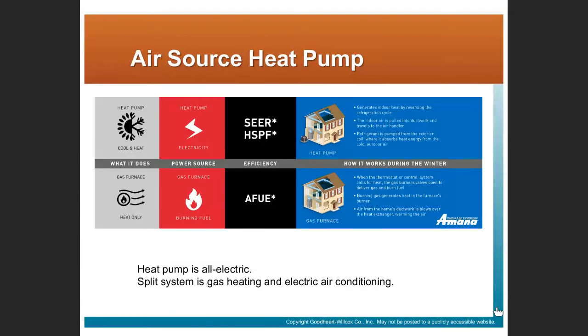Again, just like we rate these other pieces of residential equipment, we have an HSPF, or heating season performance factor, to rate the air source heat pump. So again, a heat pump is all electric. The split system that we saw before has gas heating and electric air conditioning.